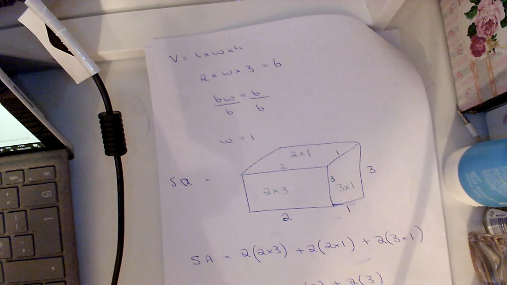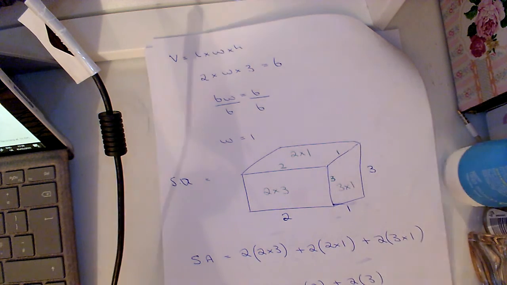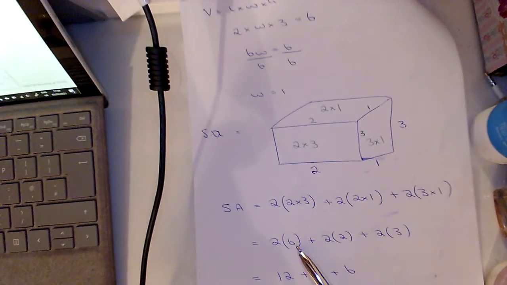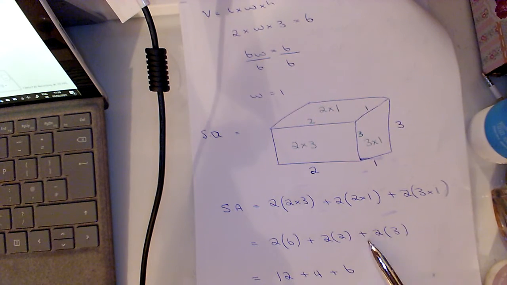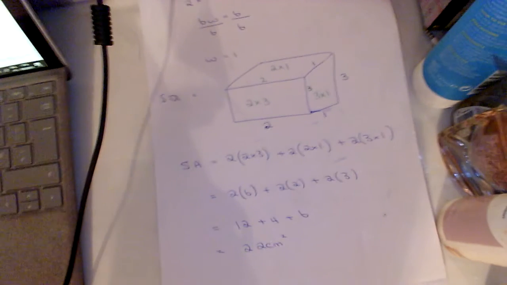So then I get the surface area by going 2 times 2 by 3 plus 2 times 2 by 1 plus 2 times 3 by 1, and I get 2 by 6 plus 2 by 2 plus 2 by 3, and then my final answer when I work all of that out is I get 22 centimeters squared for my surface area.